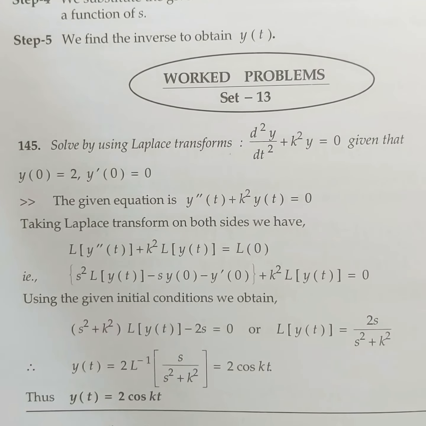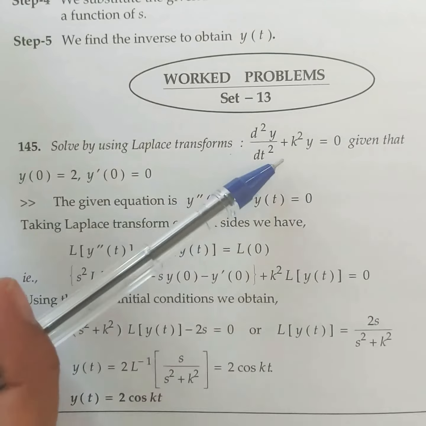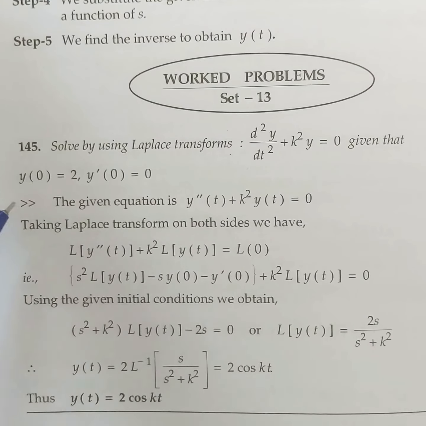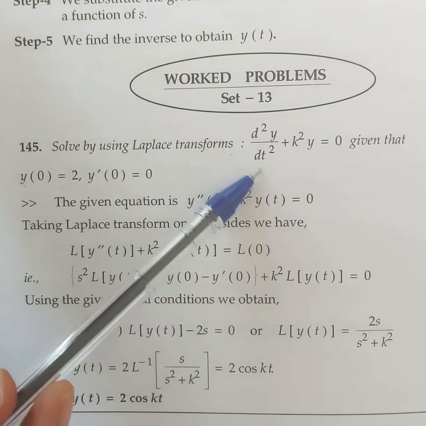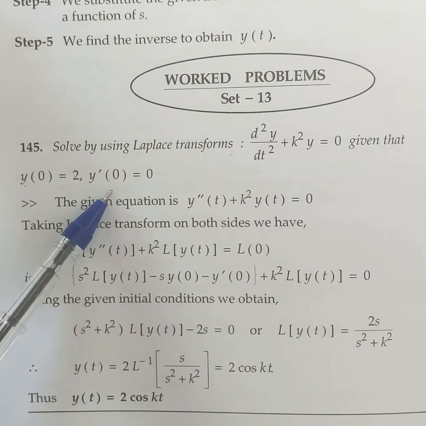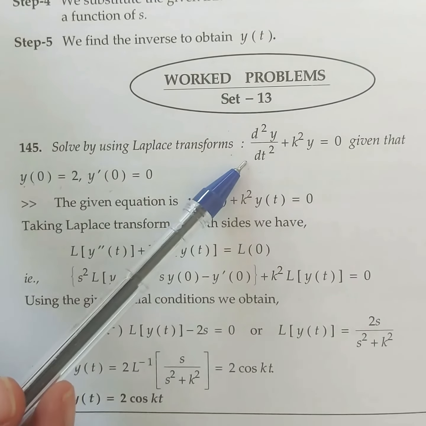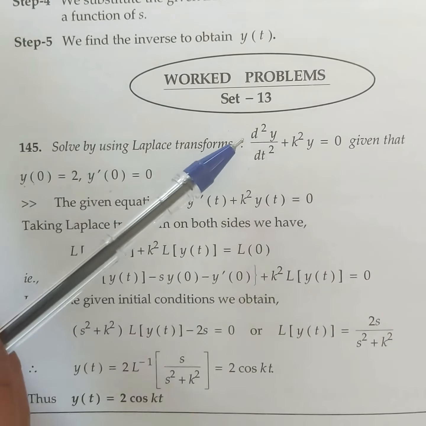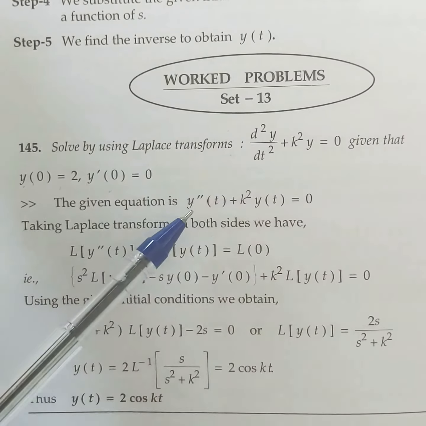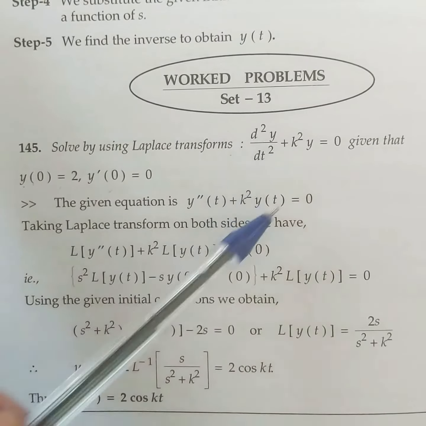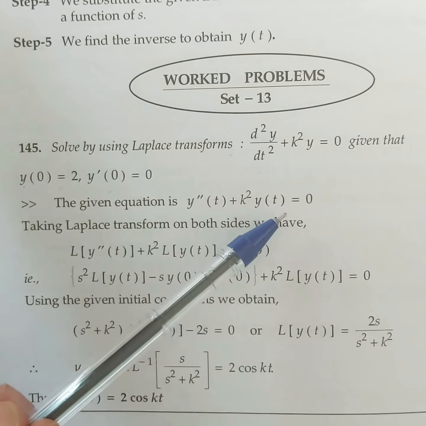Now see this problem. Solve by using Laplace transform d square y by dt square plus k square y is equal to 0, given that y of 0 is equal to 2 and y dash of 0 is equal to 0. So this is the differential equation and these are the initial conditions. So they will give the initial conditions depending on this differential equation. Okay. So what is the first step? We will write it in this format. Instead of writing d square y by dt square, I will write y double dash of t plus k square into y of t is equal to 0. So this is your first step.